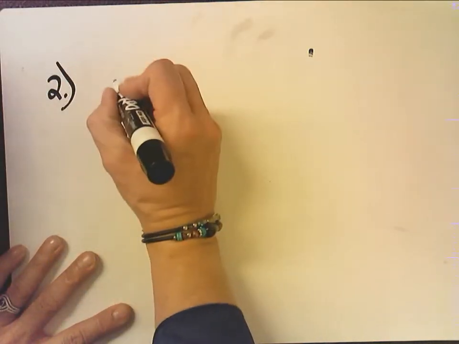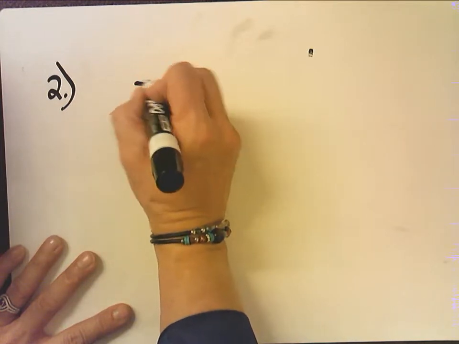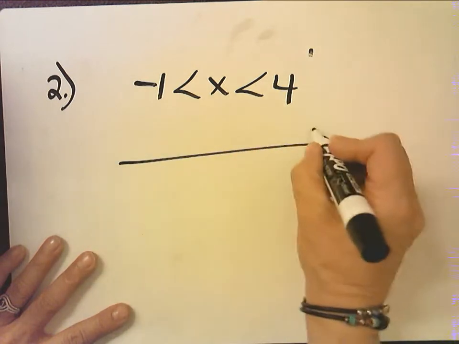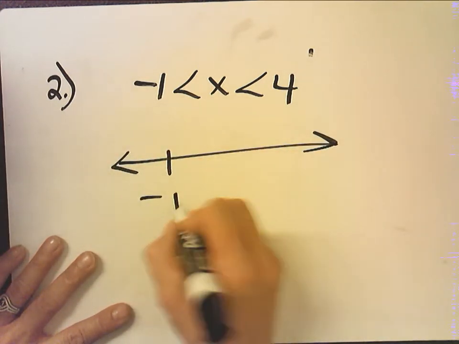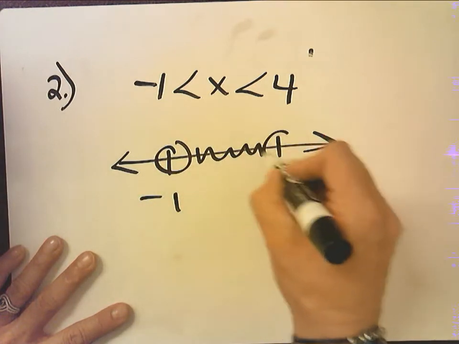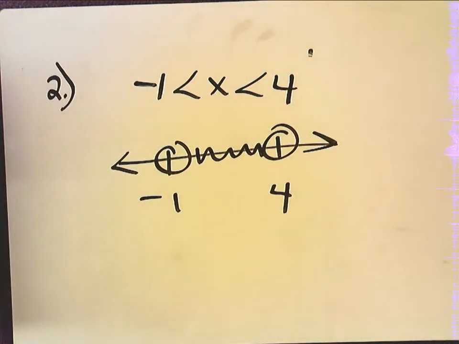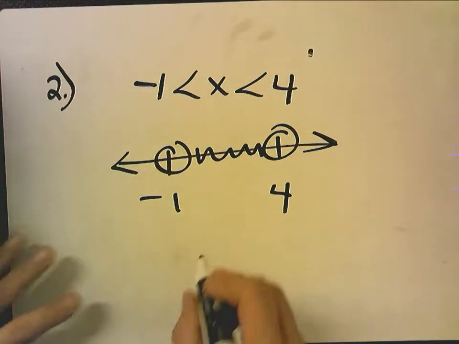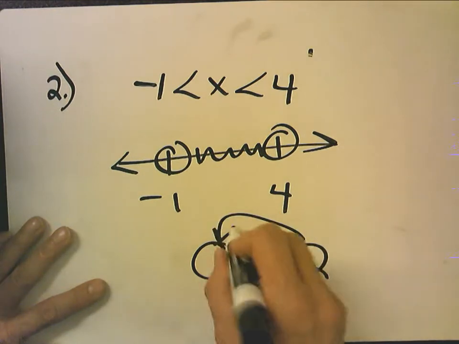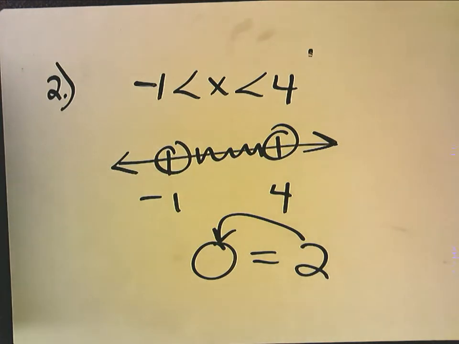So number 2, that simplifies to -1 is less than x, which is less than 4. So to graph that, put -1 here, 4 here, everything in between, open dots in both directions, and that is O on the graph. So for number 2, we put in an O. Okay, those are fairly straightforward.